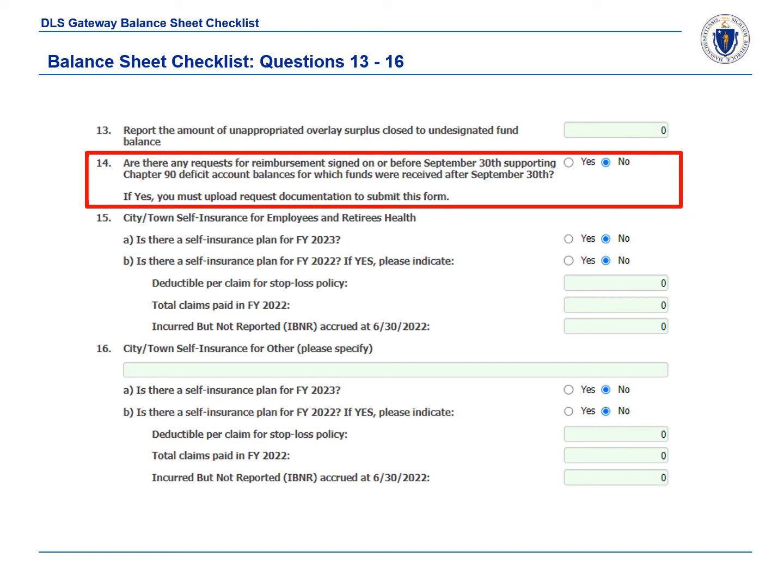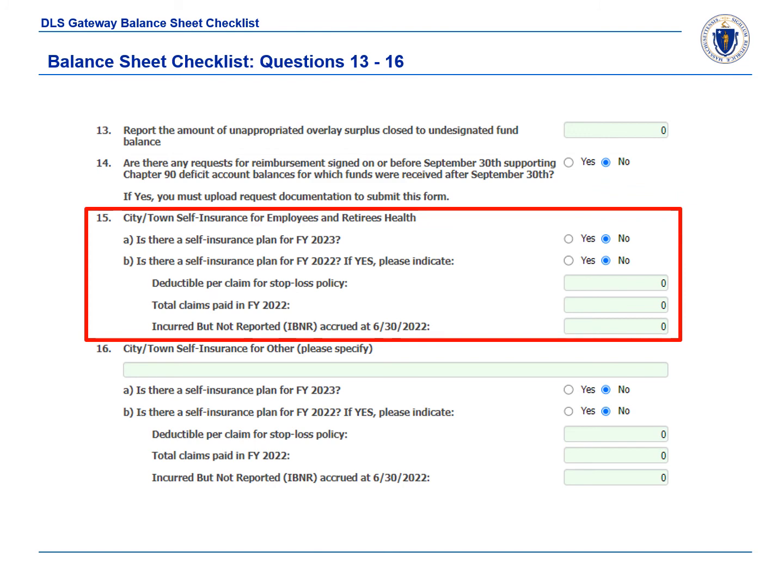If you answered yes, that means your community filed for Chapter 90 reimbursements prior to September 30th. In this case, you would upload the requests for reimbursement forms at the bottom of the checklist, and the Bureau of Accounts would give your community credit for the amount requested towards the Chapter 90 deficit that appears on your balance sheet.